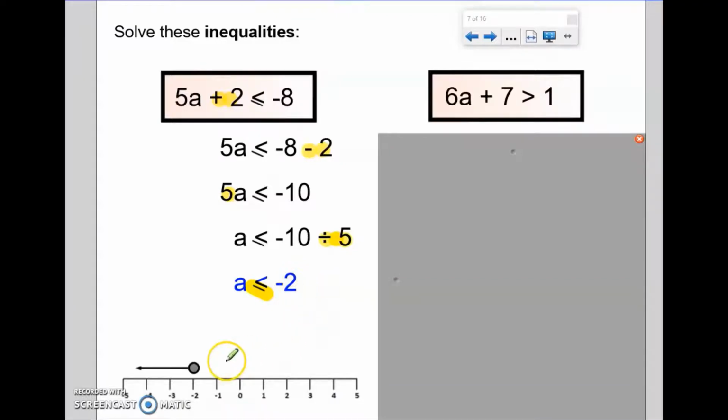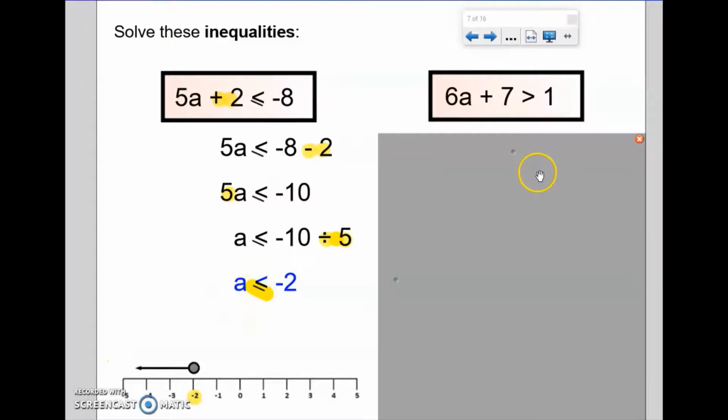Then I went ahead and drew my answer on a number line. I've got my arrow pointing in this direction because I want numbers less than -2, and my circle lands on the number -2 and it is shaded in because -2 is included. So a is less than or equal to -2 is represented by this arrow on the number line. Arrow in this direction, shaded circle above -2. So any answer down here would satisfy this inequality.